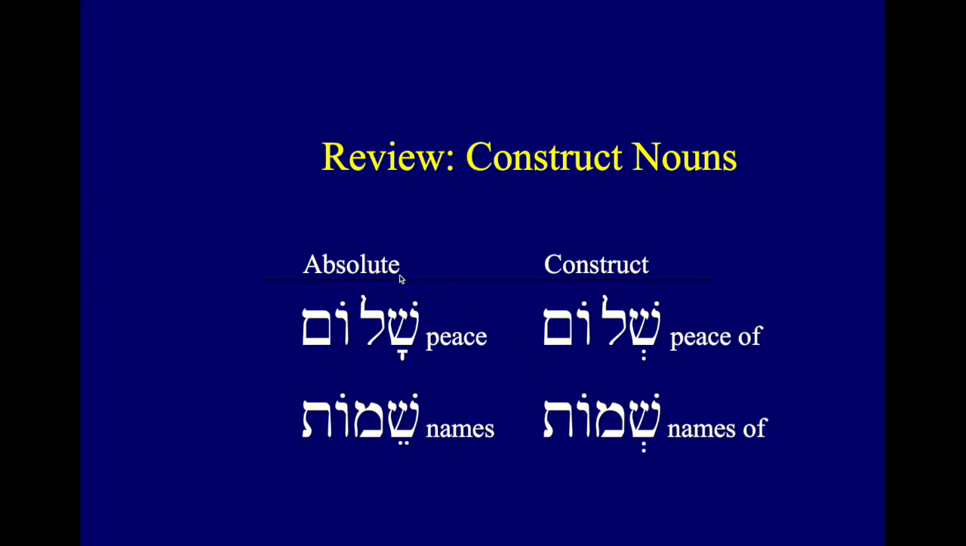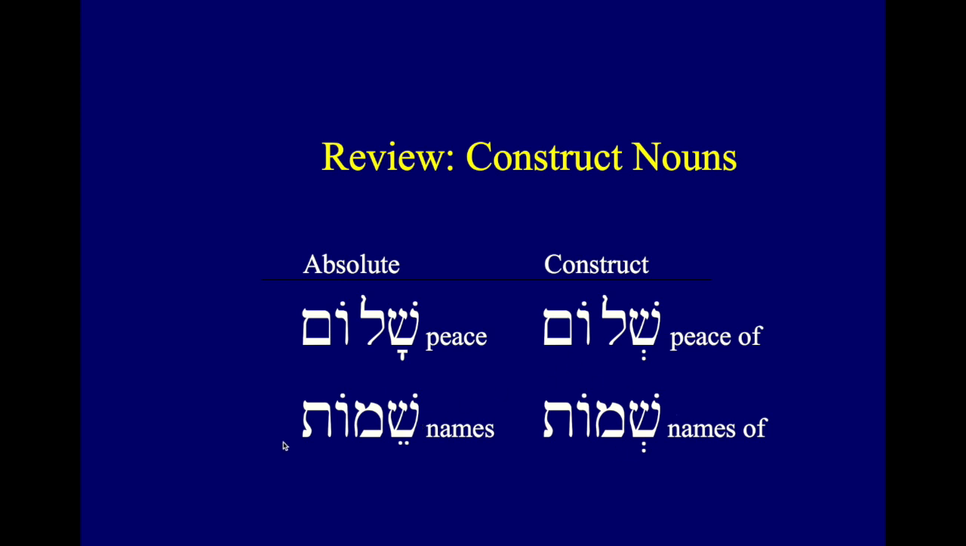So shalom, if we put it in construct, if we want to say peace of Jerusalem, so shalom Yerushalayim means peace of Jerusalem. But if we put it in construct, we have to swallow that first vowel, so it becomes shlom Yerushalayim, or the peace of God, shlom Elohim, peace of God. Or names, the Shemot. This is actually the name of the book of Exodus in Hebrew, Shemot. So it'd be Shmot, actually.